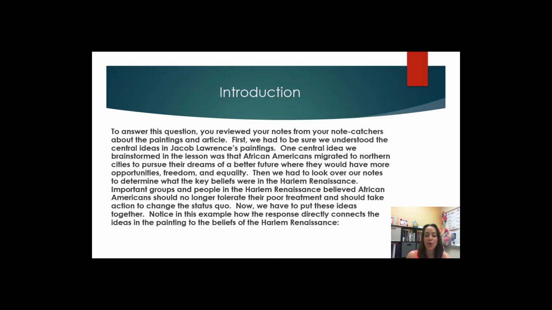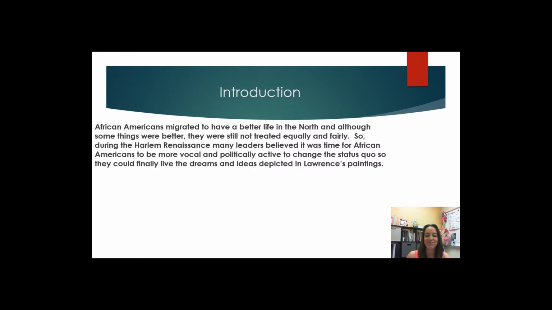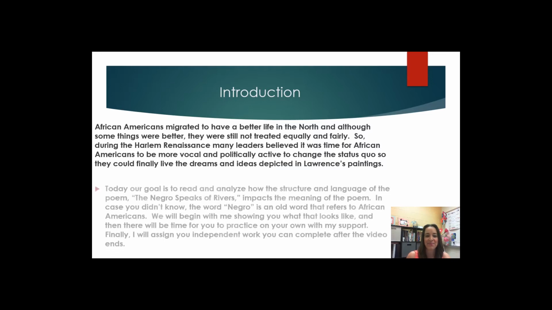Notice in this example how the response directly connects the ideas in the painting to the beliefs of the Harlem Renaissance. African Americans migrated to have a better life in the North, and although some things were better, they were still not treated equally and fairly. So during the Harlem Renaissance, many leaders believed it was time for African Americans to be more vocal and politically active to change the status quo so they could finally live the dreams and ideas depicted in Lawrence's paintings.